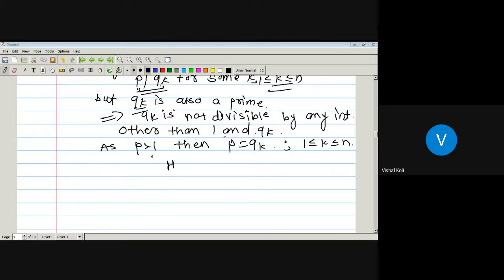And hence, whenever p, q1, q2 up to qn are all prime numbers and p divides the product of these n primes, then p must be equal to any one among these n primes.